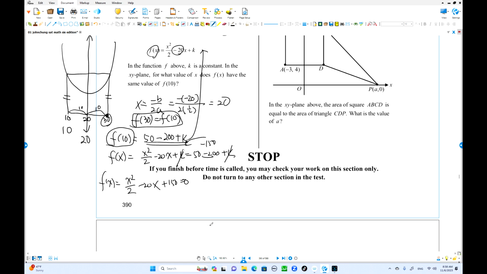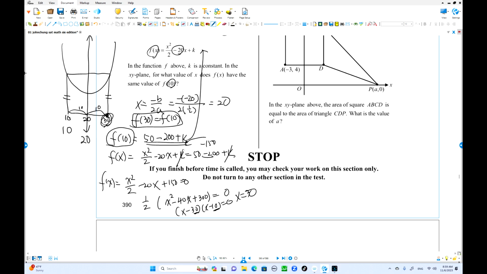This is quadratic. There are two values of x. One of the values should be 10, right? So the 1 over 2 is out, or times 2, it doesn't matter. x squared minus 40x plus 300 must equal 0, right? You can factor this one: x minus 30, x minus 10 equals 0, right? One of the numbers is 10, the other number is 30. So x equals 30 is the answer.